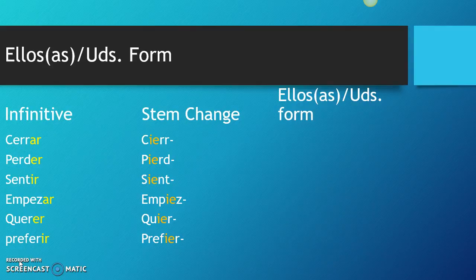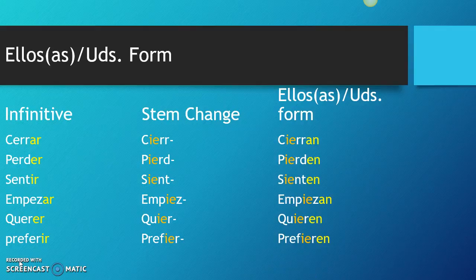Finally, let's add the ellos, ellas, ustedes form endings to all of our verbs to see how they look. Cierran, pierden, sienten, empiezan, quieren, prefieren. And that, Class A, is how you conjugate E to IE stem changers.